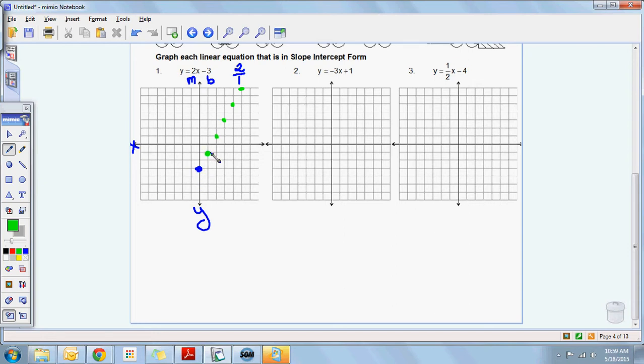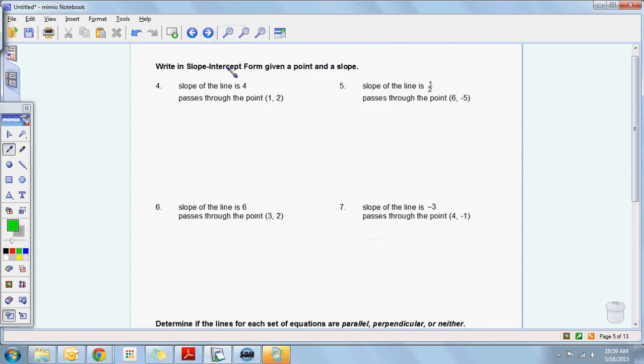Now I should be able to go the other direction. Since I went up 2 over 1, remember you can do the complete opposite, and this time I'm going to go down 2 over 1 to the left. Okay? Once you finish, you should have a nice straight diagonal line. So that's how you graph linear equations. You should be able to try these two. They're just like it.